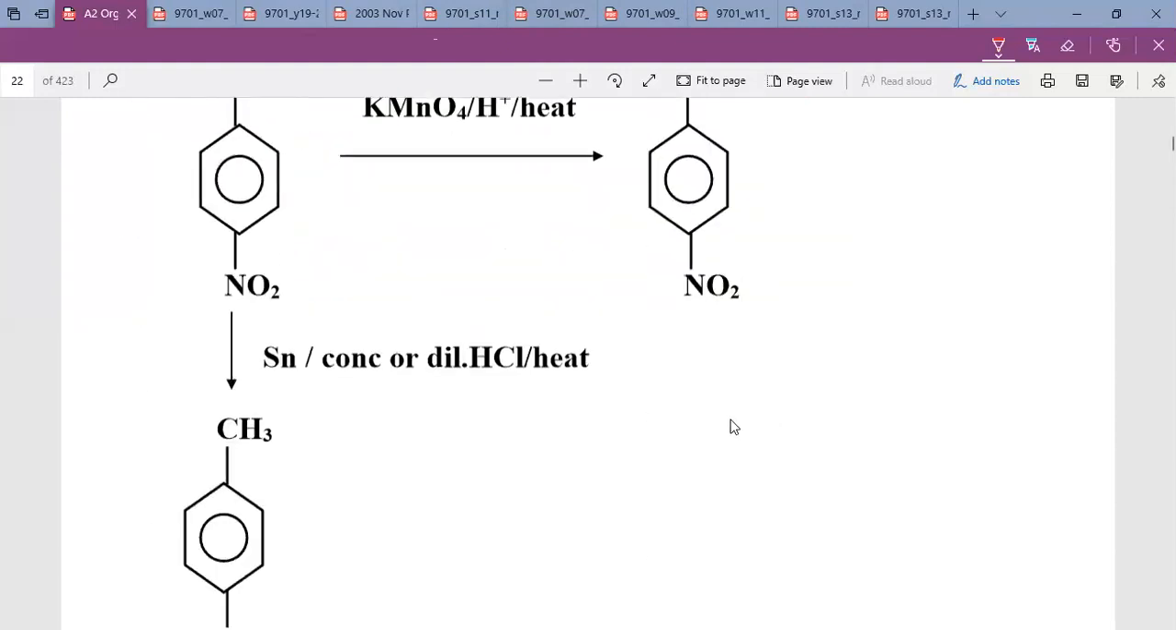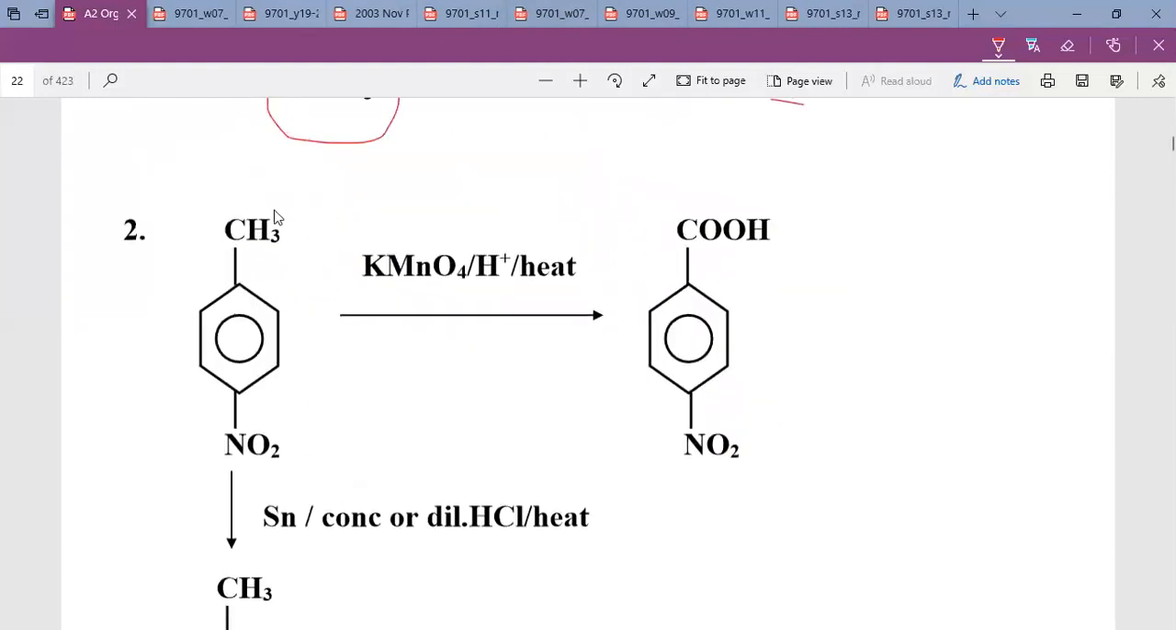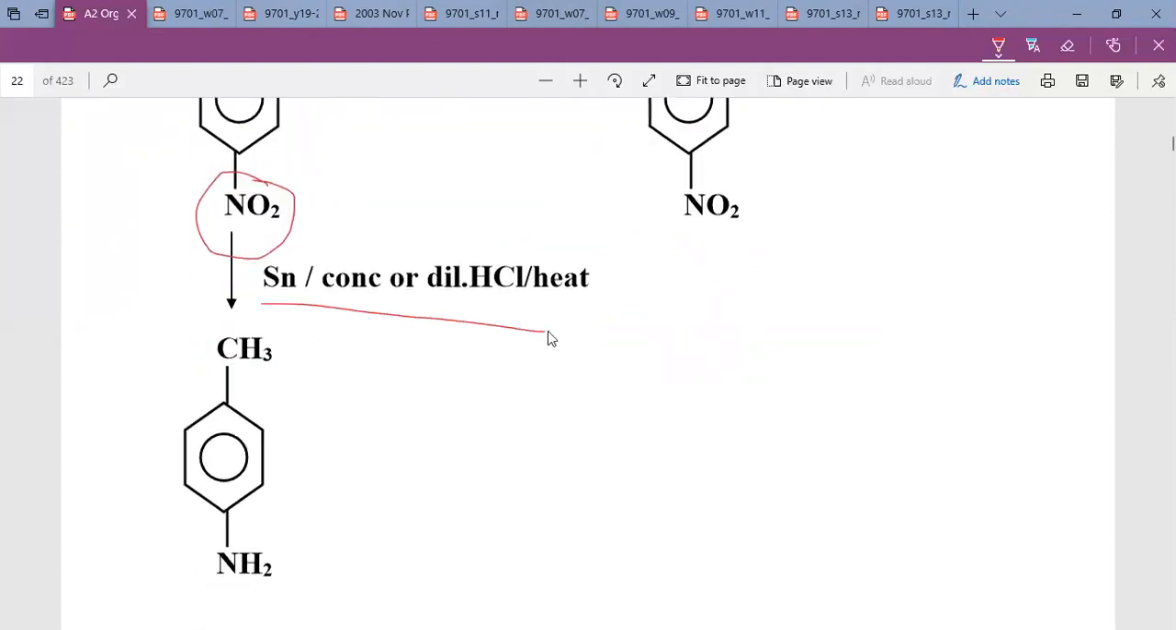If they are different, like here, your CH3 group here and NO2 group, a nitro group here, if you use your acidified KMnO4 and heat, this fellow here will undergo oxidation, but nothing happens to your nitro group here. Now this one I want to talk about, of course later you'll see more, but to do some questions you need to know this one here.